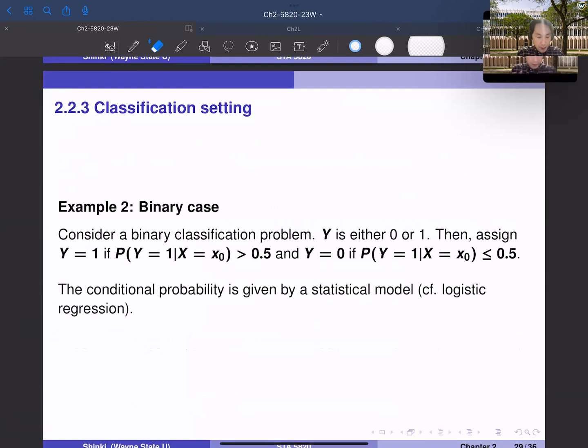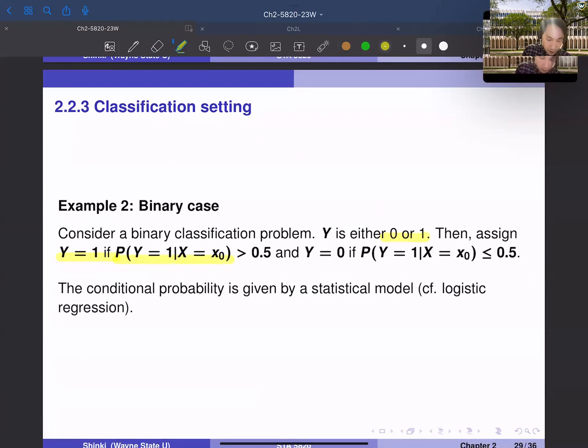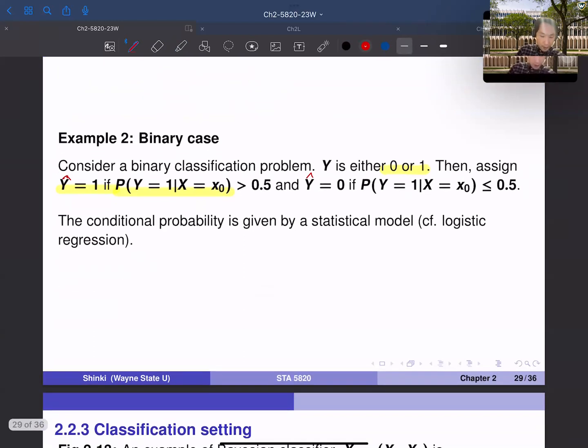Yeah, and the binary case. If we adopt the Bayesian classifier, basically we judge based on the probability. Suppose Y is binary, so Y is either 0 or 1. Then the Bayes classifier says Y hat is equal to 1 if the probability of Y equal to 1 is more than 50%, and Y hat is equal to 0 if the probability is less than 50%. If it is equal to 50%, you have to include it in either of these two cases.